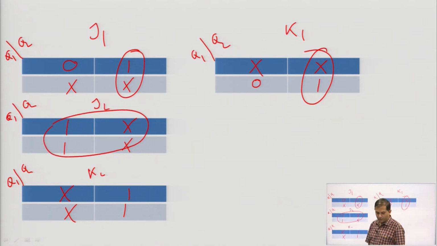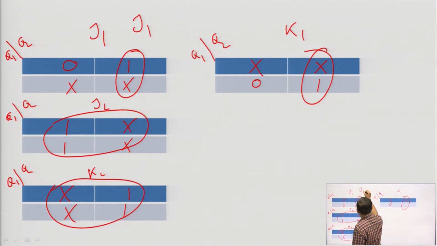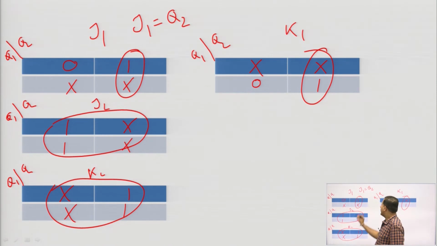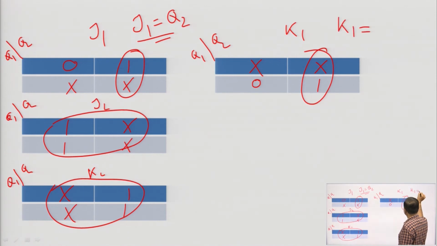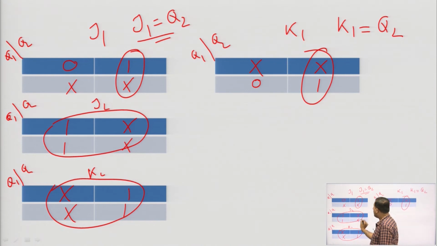And here also all 4 will be one group. From this we will have J1 equal to Q2. The K map value for this grouping is J1 equal to Q2. For this, K1 will again be Q2. This is all 4 grouped in a single group, all 1s, a total of 4 in a single group. So, it is a quad.